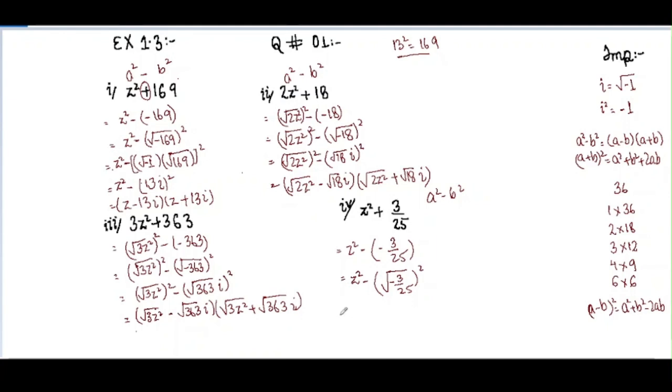So now the next step says z square minus square root of 3 divided by 5 iota whole square. Isn't it so? Because square root of 25 gives us 5 and square root of minus 1 gives us iota. So we have written it this way, and then it is in the form of a square minus b square. So we are going to write it as z minus square root of 3 by 5 iota into z plus square root of 3 by 5 iota. I hope you've gotten it.